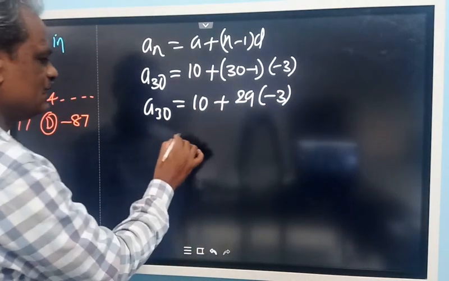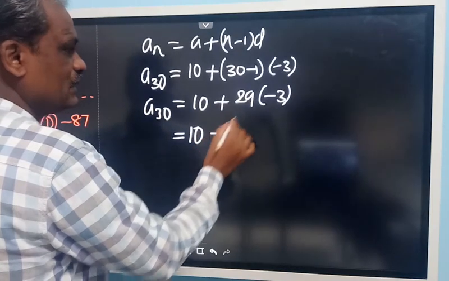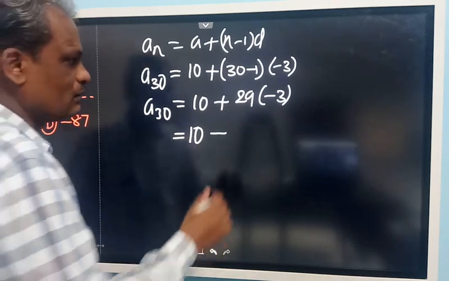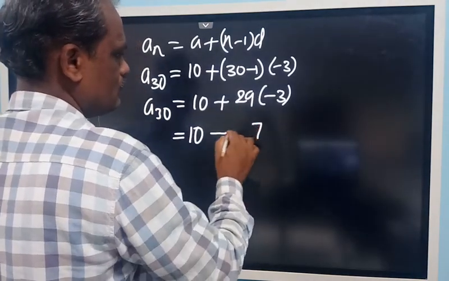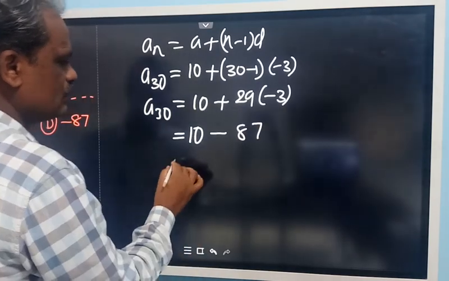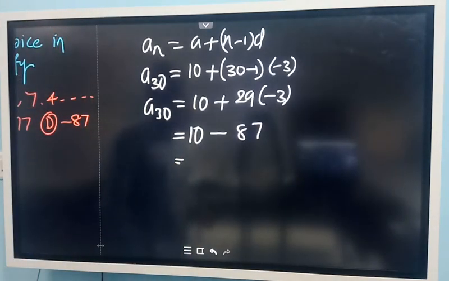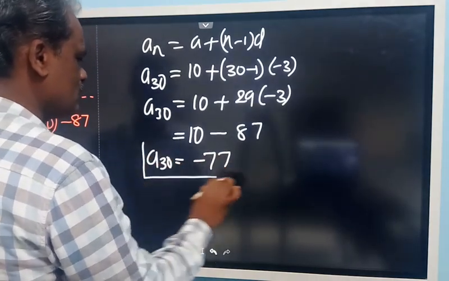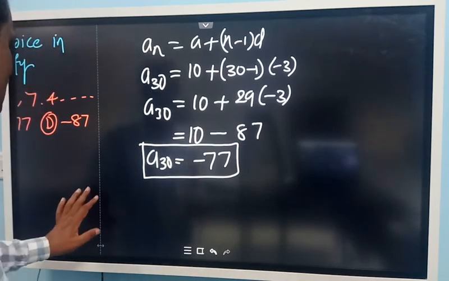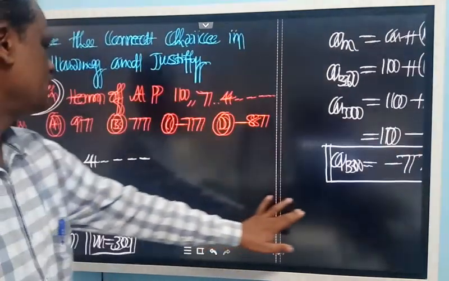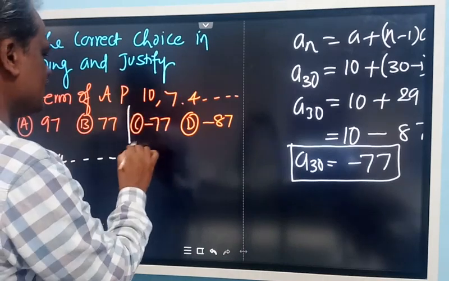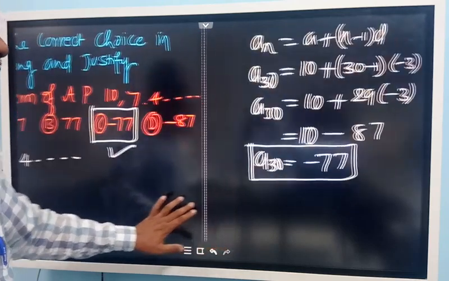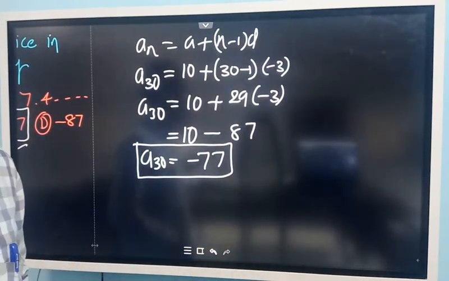Okay, so that is 10 plus 29 into minus 3. 29 threes are 87. So 10 minus 87, it is minus 77. So the answer is minus 77. What is the correct option? C. So C is the correct option. Minus 77. Option C is the correct answer.